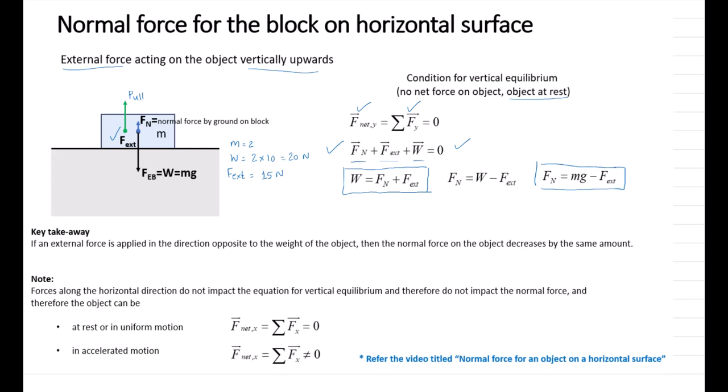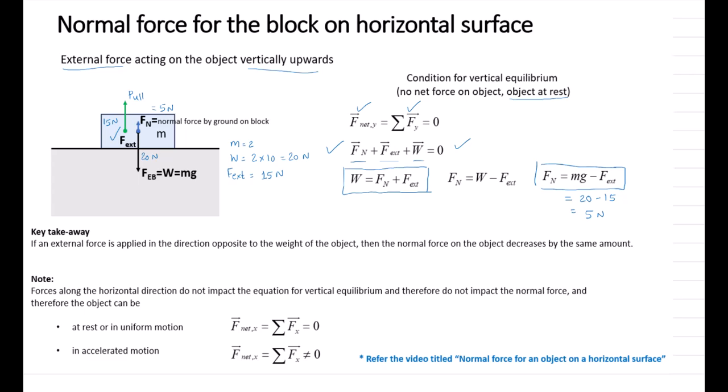So from this equation, Fn equals mg minus Fext, Fn will be equal to mg, which is 20, minus F external, which is 15 Newton. So it will be 5 Newton. So pictorially, I have made it to the scale. So mg is 20 newtons. And F external is 15 newtons. For the object to be in vertical equilibrium, it is a must that Fn should be equal to 5 Newton.